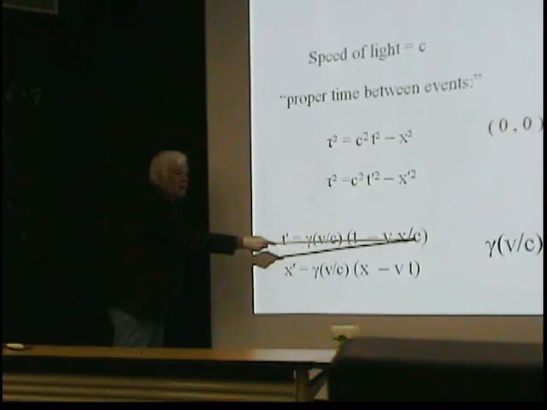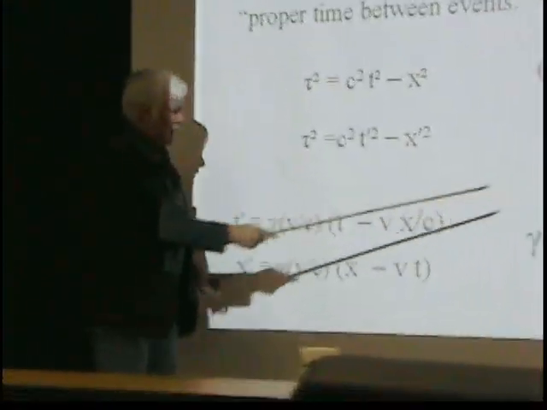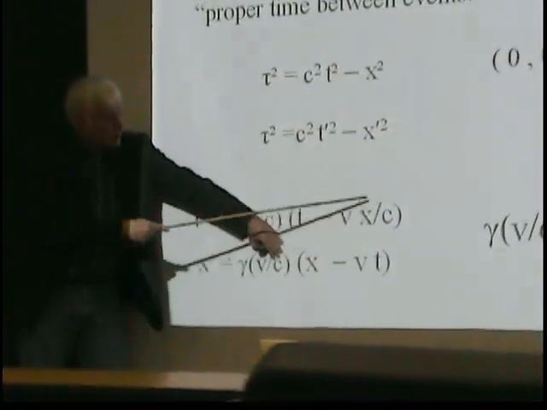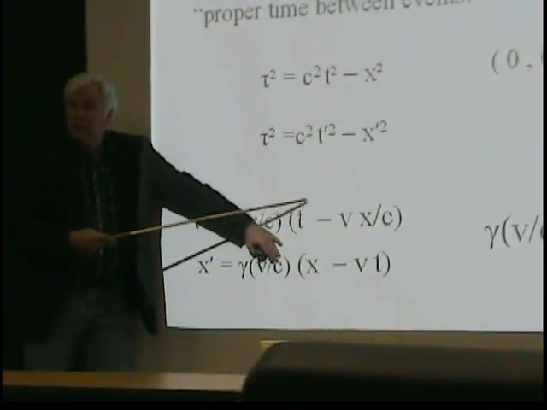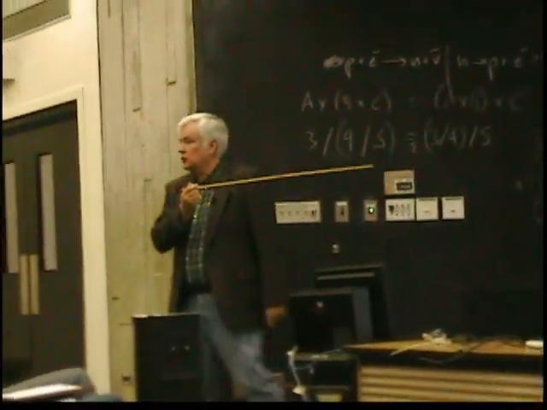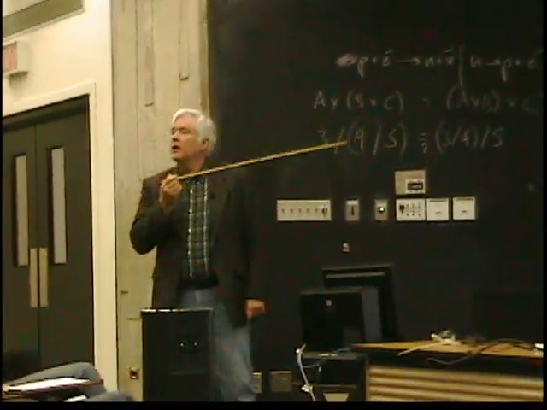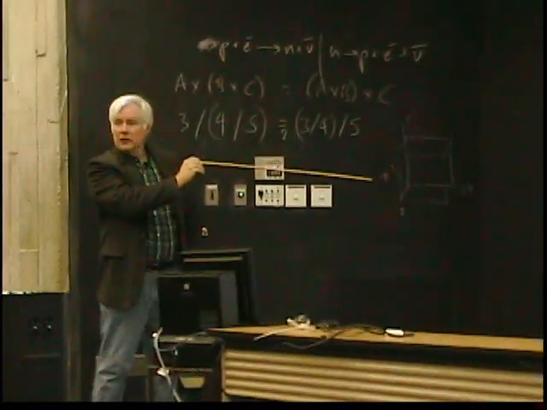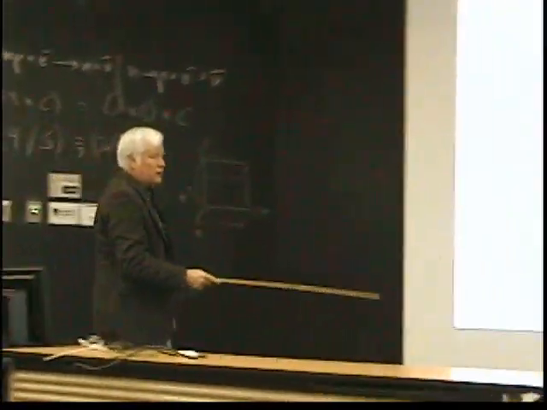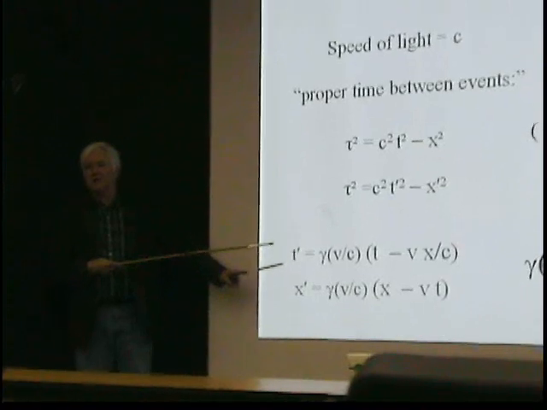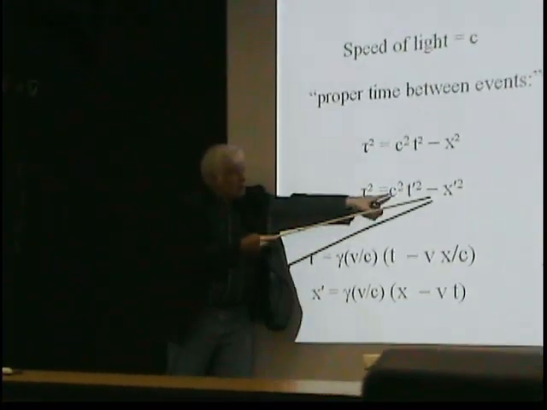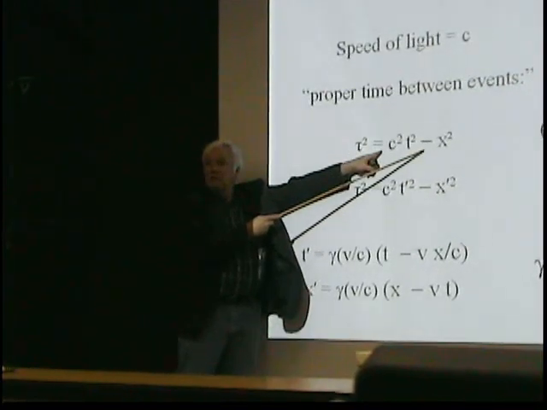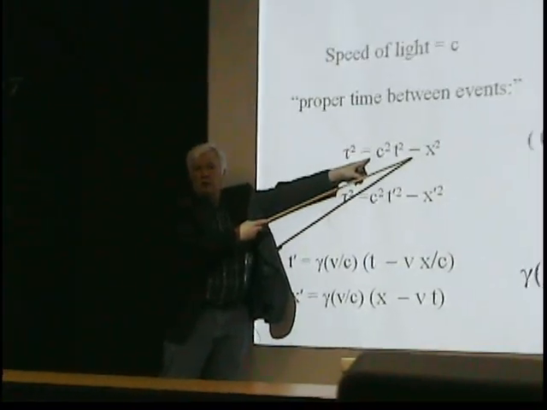Notice if c goes to infinity, gamma goes back to 1, and this term disappears, and you get back exactly Galileo, x minus vt. That's the correct relationship between moving and stationary observers. Your homework is just to take those formulas and verify. It's easy. It's just like the trig problem. Substitute this and this into this, and it'll reduce back to that. It's a little bit of algebra.